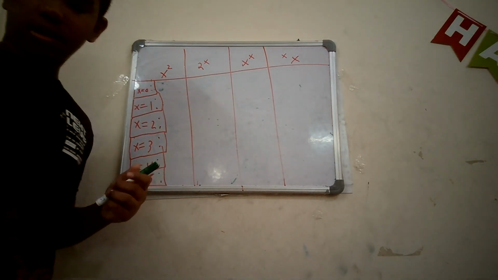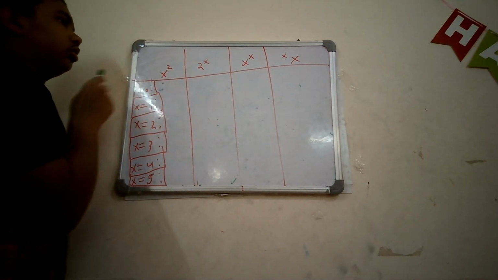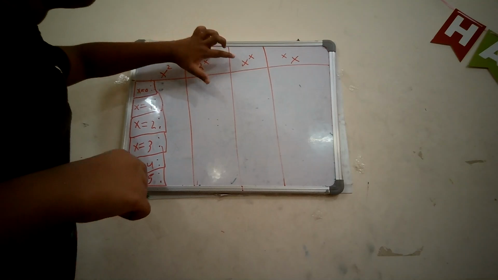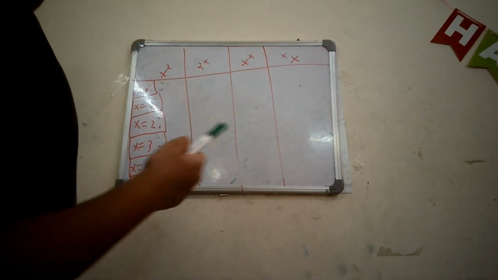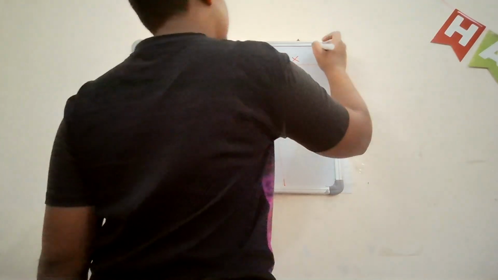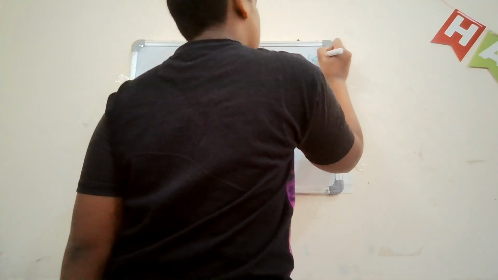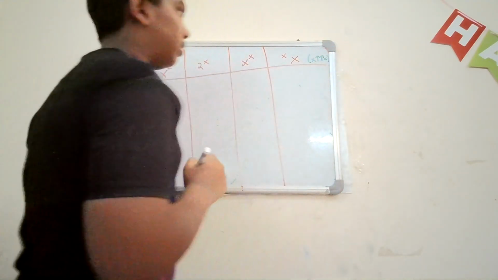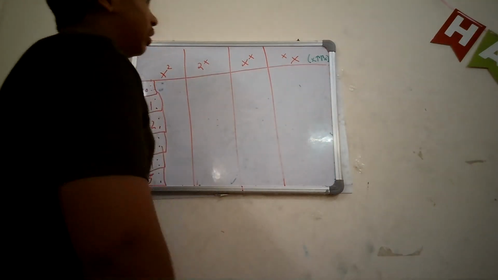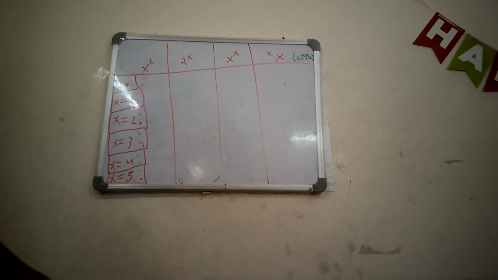In the first column we have x squared, second we have 2 to the x, third we have x to the x, and the fourth we have x tetration x. Note that we can also write this as x double arrow x. This is another notation to write x tetration x.